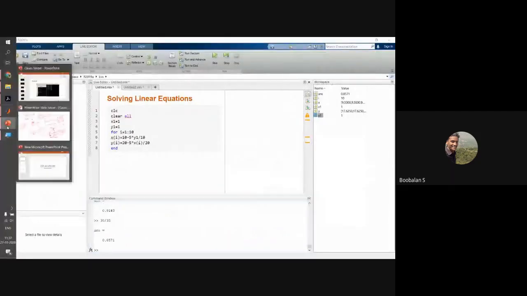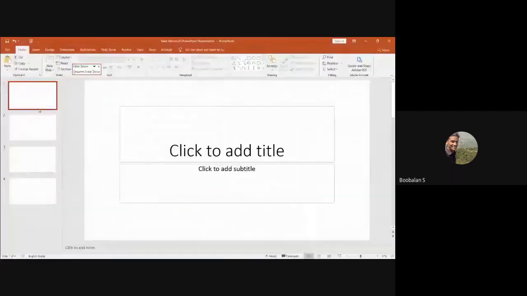One second. I think you could see my screen totally. So what is the equation? Anyone, just tell the next one. This is the issue. X and y, enter the equation. First equation: 10x plus 5y is equal to 10. Yeah, next: 5x plus 20y equal to 20. Right?